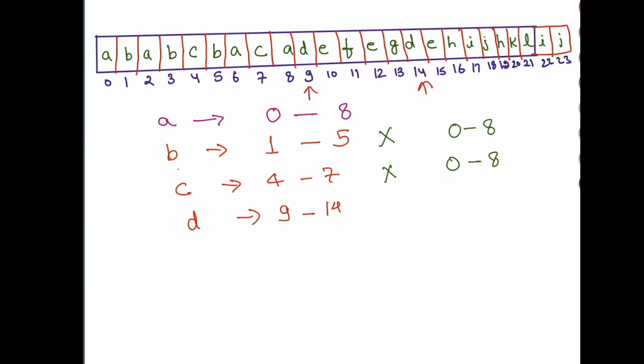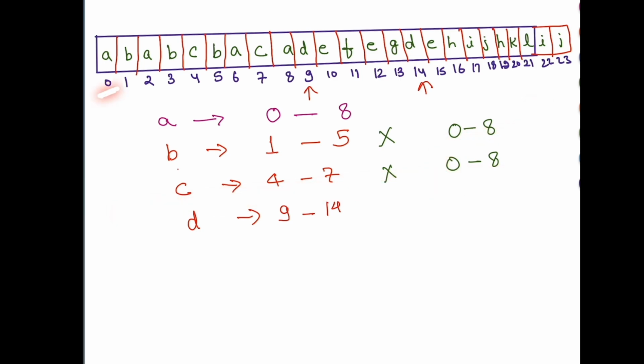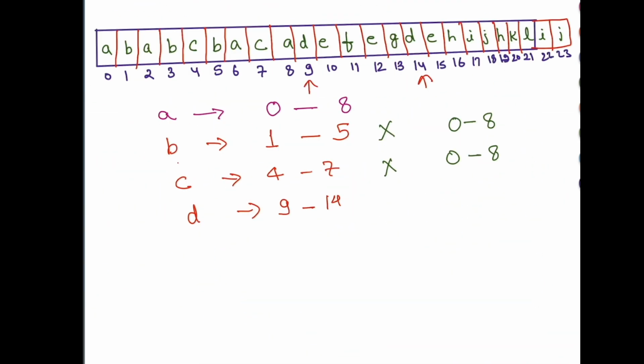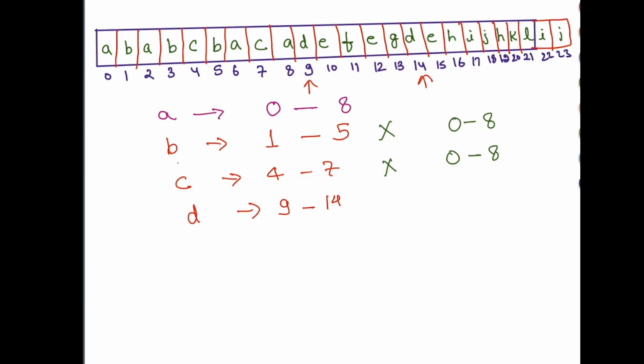So now I know that my first partition should be from 0 to 8, and the length of this will be 9, right? Since it starts from index number 0 and goes till index number 8, it will be 1 plus the 8 other characters, 9 characters. And you will notice that our first output is 9. So this was how we produced the output as 9. Right now we are good with our first partition. What about D?